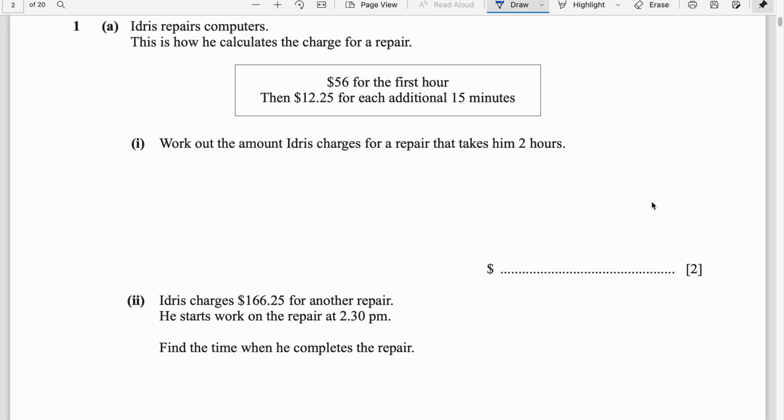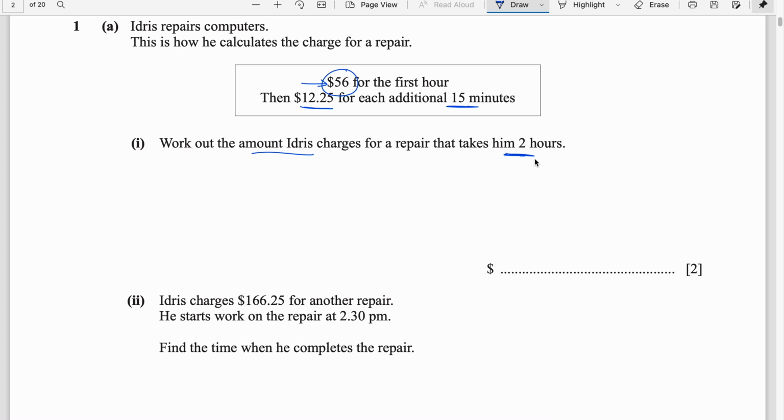Question number 1. Idris repairs computers. This is how he calculates the charge for a repair: $56 for the first hour and then $12.25 for each additional 15 minutes. Work out the amount Idris charges for a repair that takes him 2 hours.